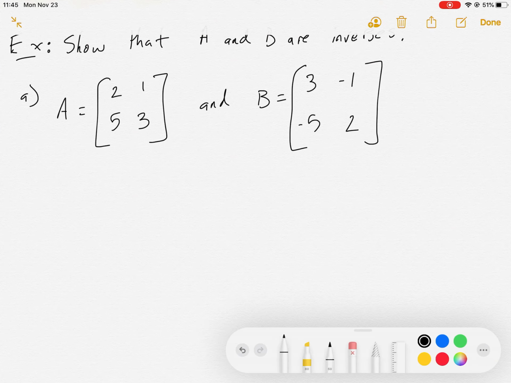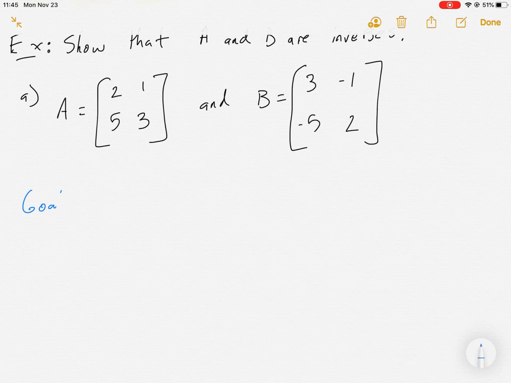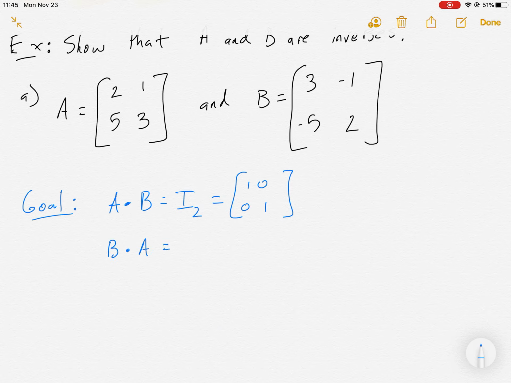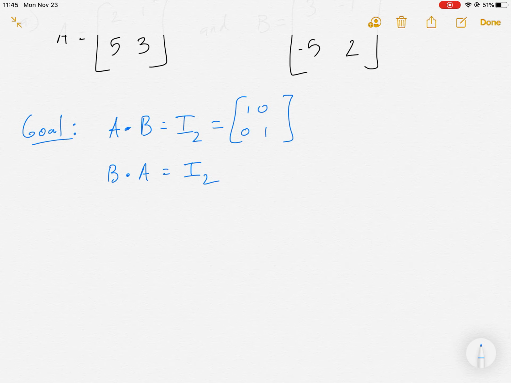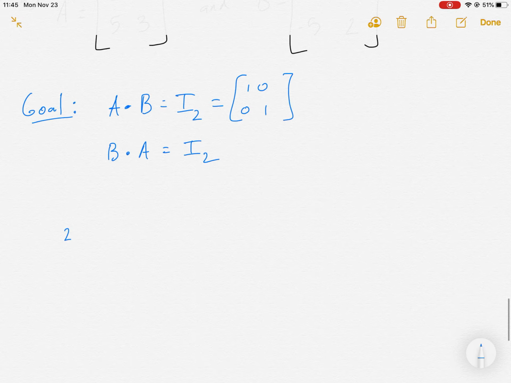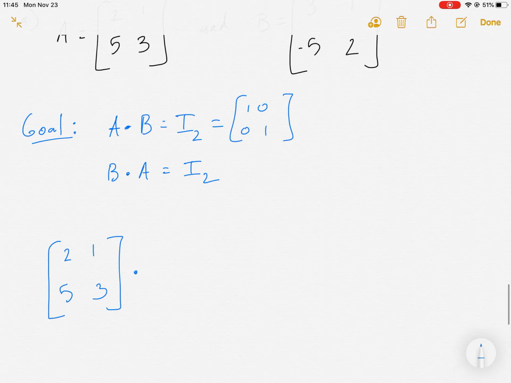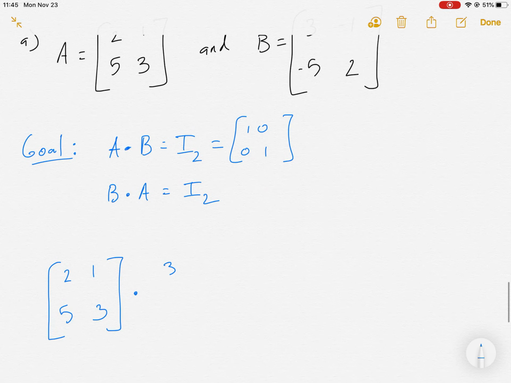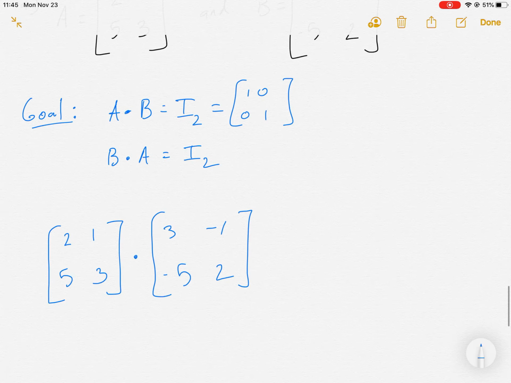And our goal here is for A times B to equal the 2 by 2 identity matrix, which was 1, 0, and then 0, 1. And also B times A should equal the 2 by 2 identity matrix. So let's go ahead and do this. Let's take A, 2, 1, 5, 3. Let's multiply it by B, 3, negative 1, negative 5, 2, and see what we end up with.